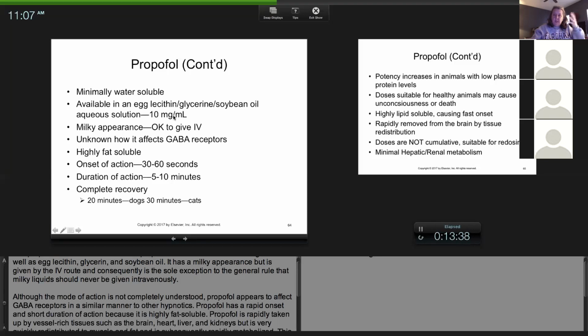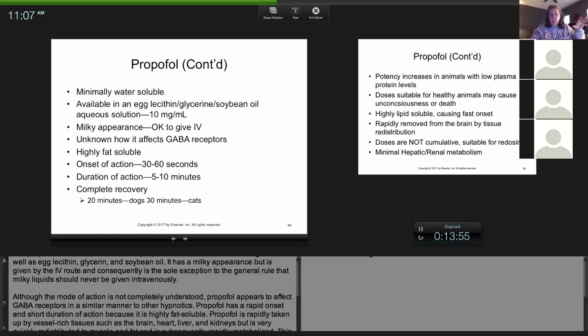Now, hopefully it's burned into your brain. It was burned into my brain when I was in school. You do not give anything IV if it is not clear. Like if you're going in the vein and you look at your drug, it should be clear. And then, now this is how old I am.